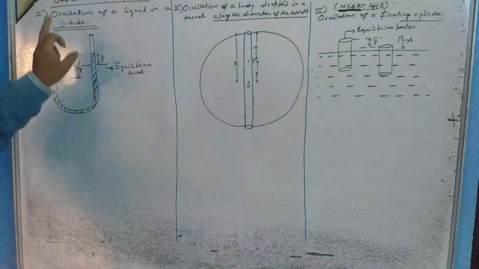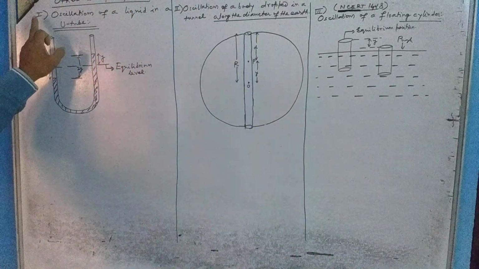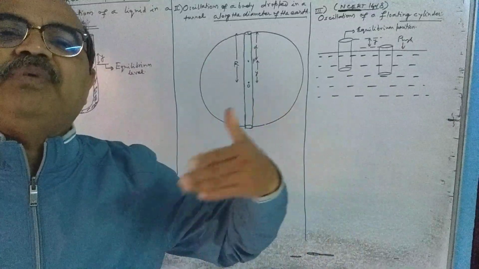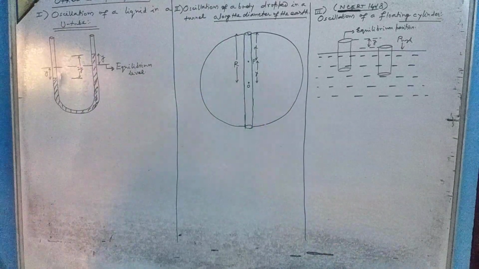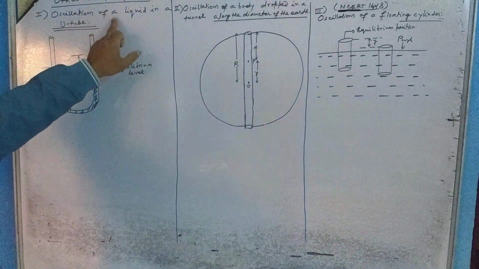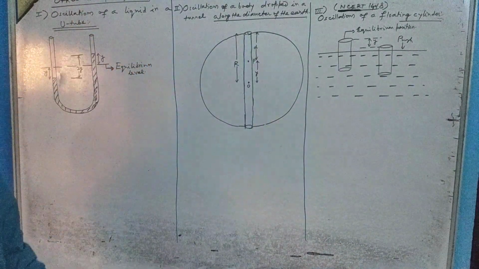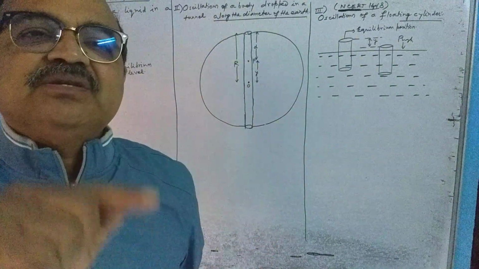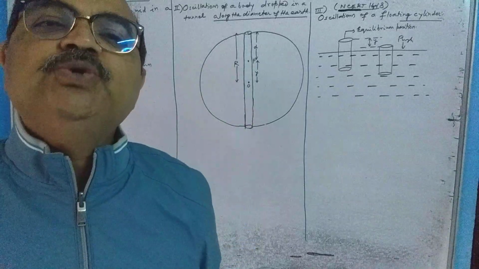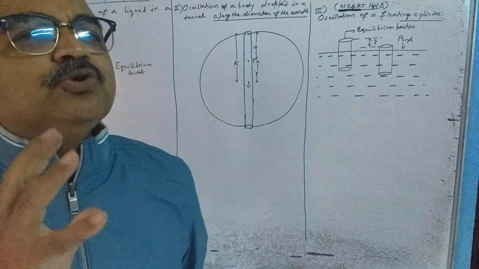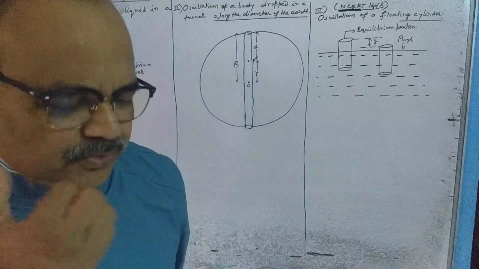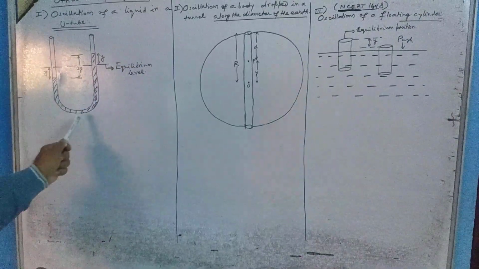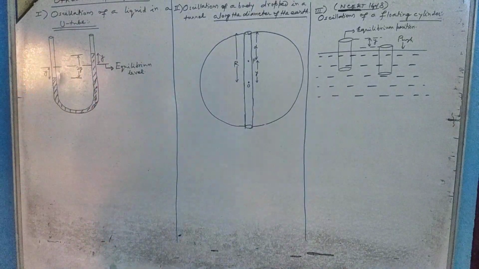Look, some other examples. Number one, I have drawn figures for all the situations. Now one by one I will be describing these. Number one, oscillations of a liquid in a U-tube. You must be knowing in chemistry there is an apparatus called a U-tube. The U-tube is very much used there in chemistry. It is a glass tube of U shape, of uniform cross section.